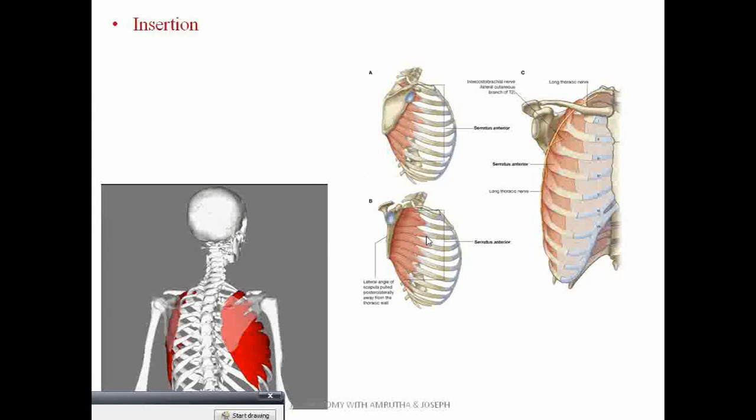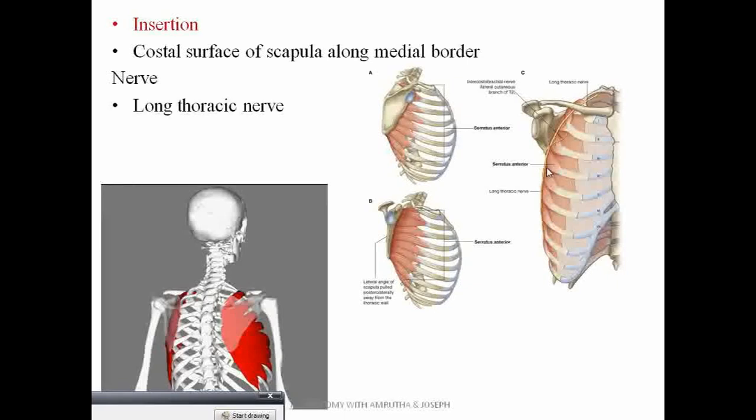Insertion. Insertion can be seen to the scapula. Costal surface of the scapula along the medial border. So the anterior surface of the scapula, not the posterior, on the medial border of the scapula. Medial border, anterior surface. Nerve supply. The nerve can be seen. Long thoracic nerve. Again, it is coming from the brachial plexus.